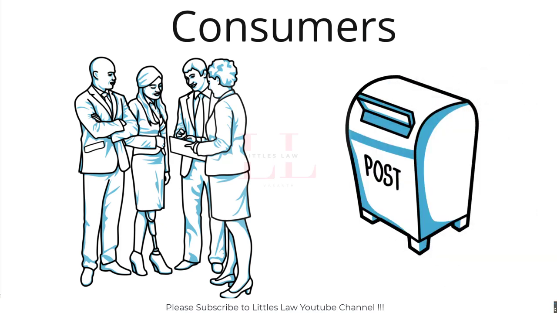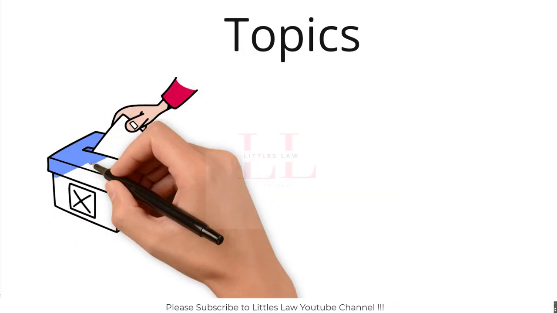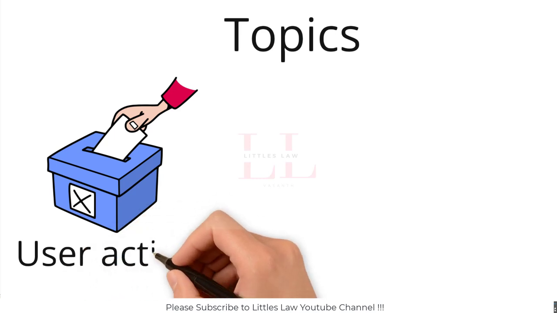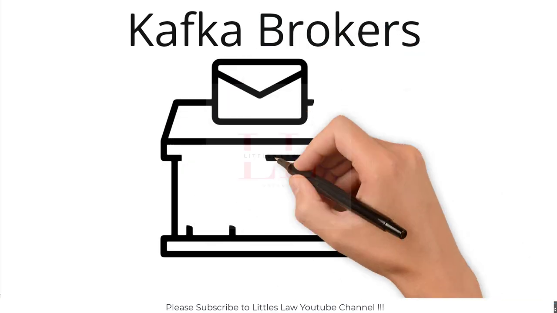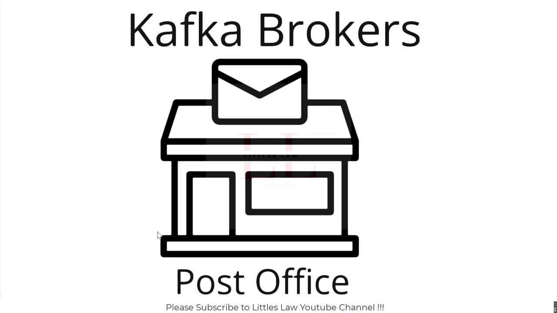And then we have the topics. We saw that they have separate mailboxes for different types of messages. It can be user activity or it can be system logs. And then finally we have the Kafka broker. This is like a post office. So what does a post office do? It stores all the mails, sorts them, and makes sure they get to the right people. So those are the four major components which Apache Kafka has.